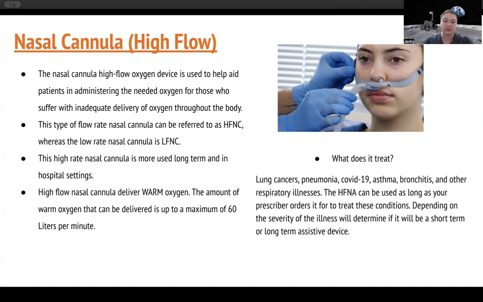And it does treat, like Jermaine was talking about, certain respiratory illnesses like lung cancers, pneumonia, bronchitis, and it can be used long term or short term depending on the prescriber's orders for it.